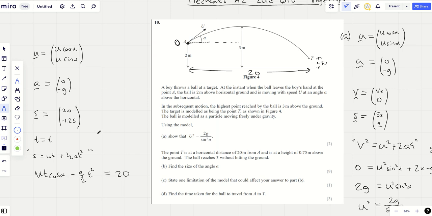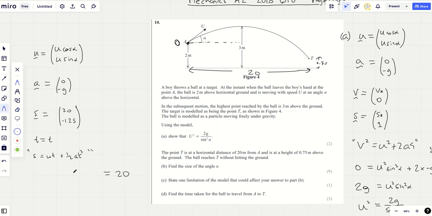Oh, hang on, I've realised I've made a blunder. Can you see my blunder? Look, I've used ut cos alpha and then I've used minus g here. I should be using 0. So sorry, I should just have ut cos alpha is 20, because I'm going to have ut cos alpha, and I'm going to have plus a half times 0 times t squared. So that's great. I can actually write that down.